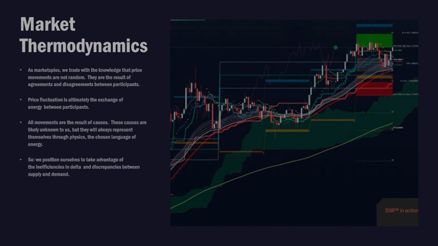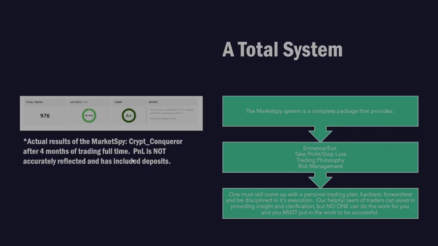And I think that MarketSpy does a really good job of showing us where those areas are. We have a lot of different tools between DSR, Armageddon, and MSX to see those, and different strategies to take advantage of those discrepancies. So it's a total system. MarketSpy system is a complete package that provides entrances and exits, a take profit and stop loss. It gives us a general trading philosophy which you can base a trading plan upon, and it gives us risk management, which is pretty unparalleled.